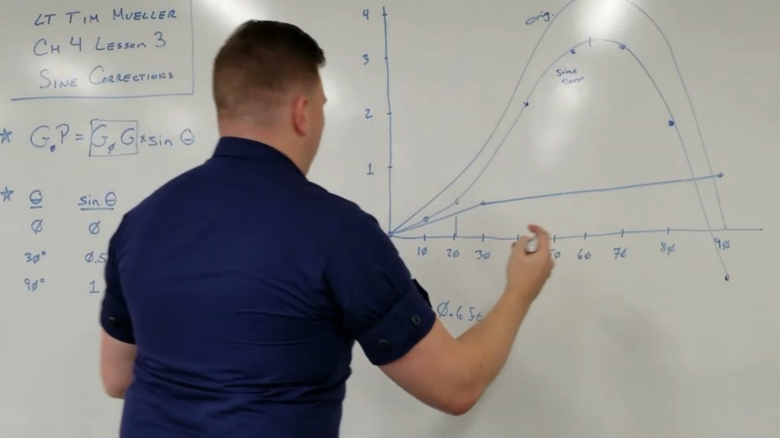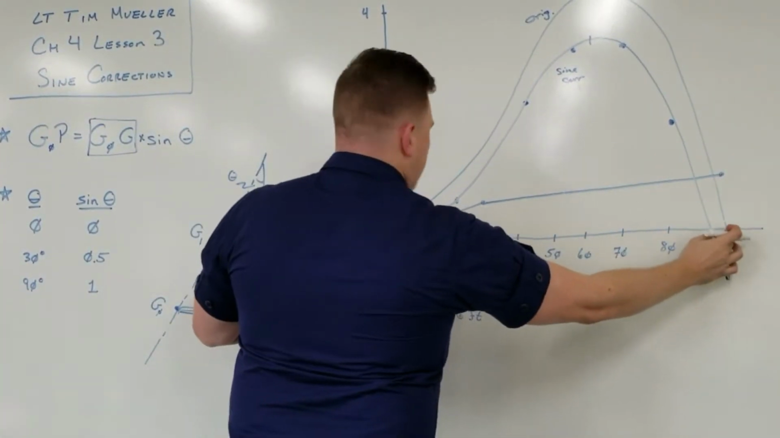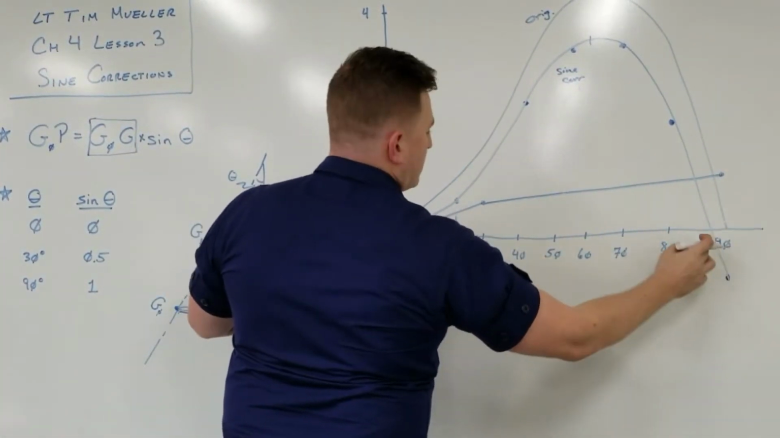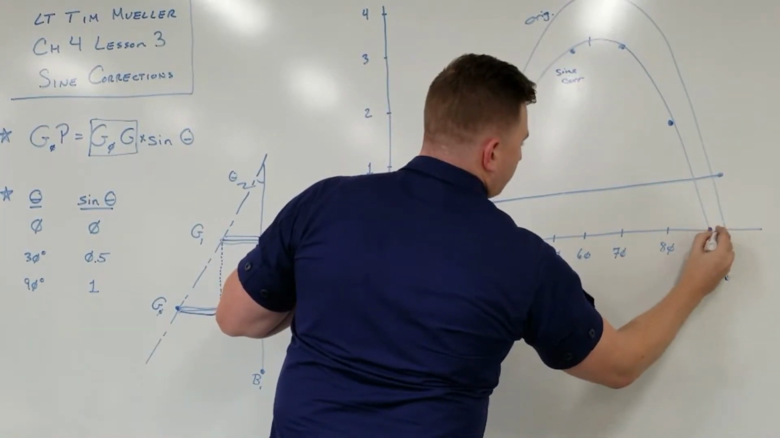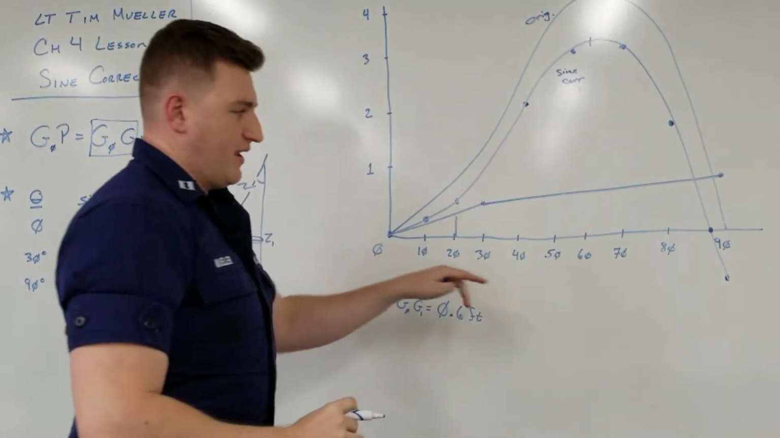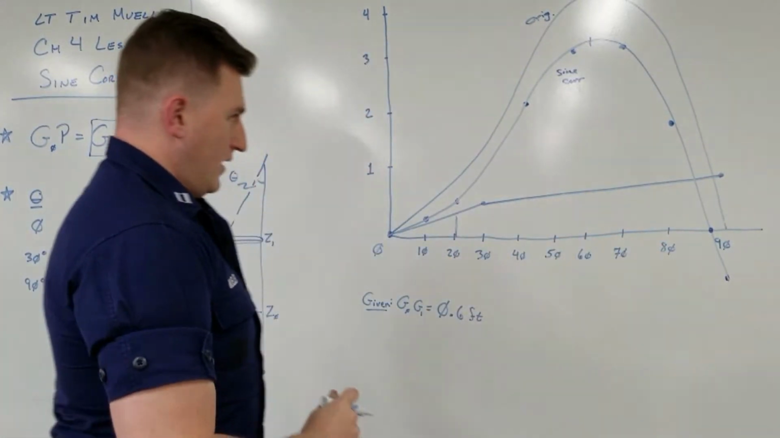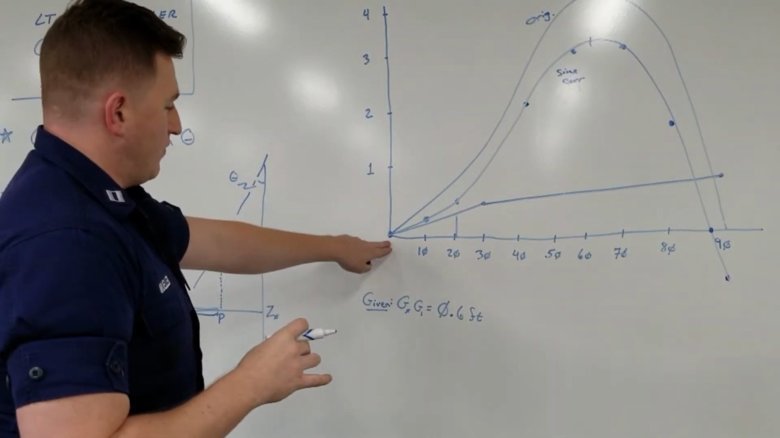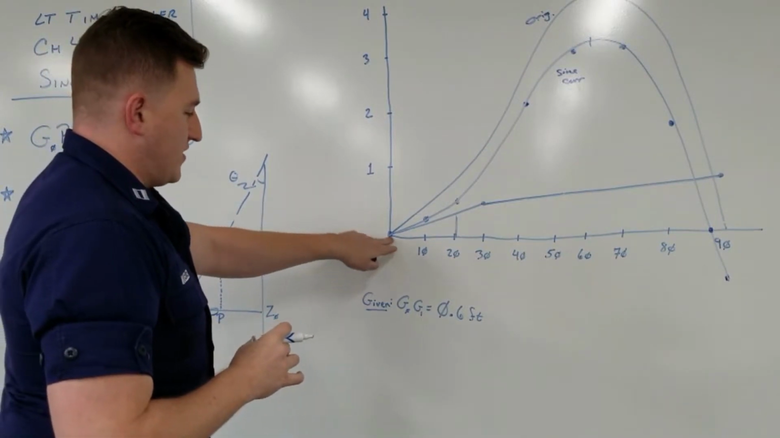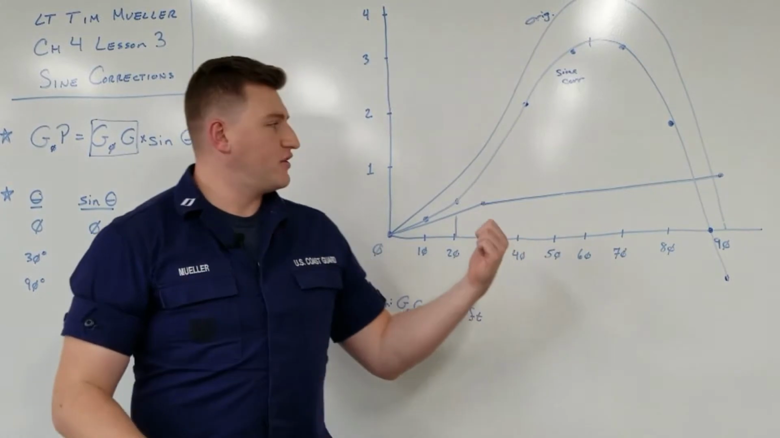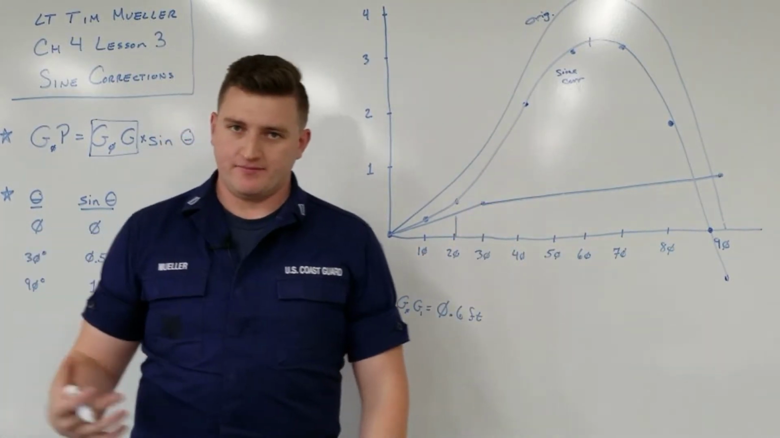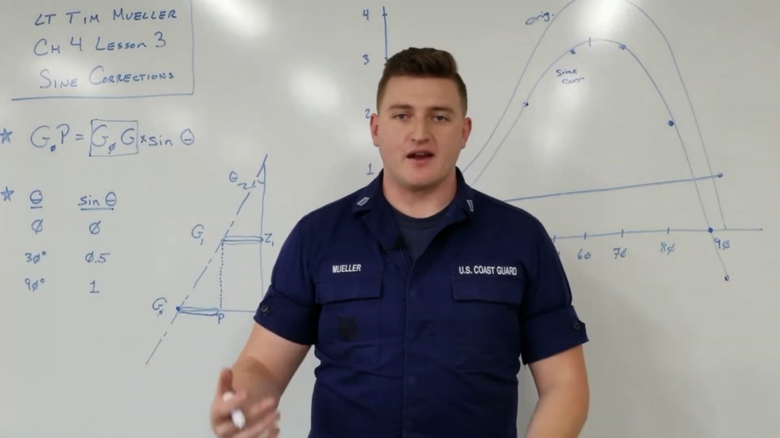Also, we see that our range of stability has gone from 0 to 90 to 0 to 87, maybe? Being our point of vanishing stability at 87. However, we still have 0 righting arm at 0. We haven't incurred any bit of a list yet. So this is how you do a generic sine correction onto a curve of statical stability.